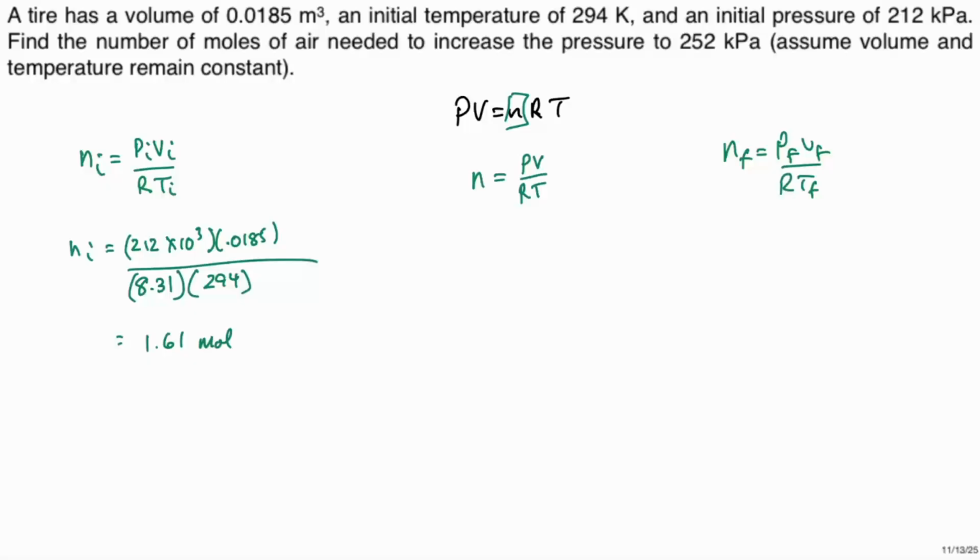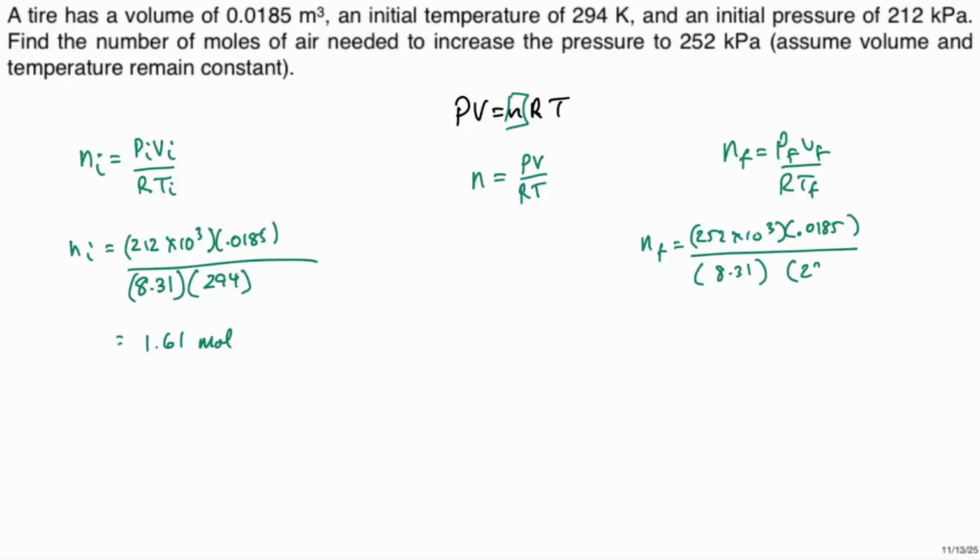Okay, so final. Pressure final, 252 times 10 to the 3. Uh-oh. Do I know what the final temperature is? Constant. So they remain constant, meaning it's the same, right? Before and after. So the volume stays the same, because it says volume and temperature, right? 0.0185. Now that's not strictly true. Your car tire does change its volume a little bit while you inflate it, but we're pretending that it doesn't.